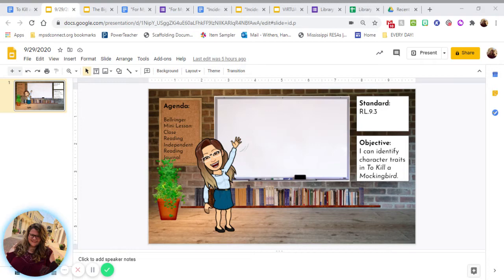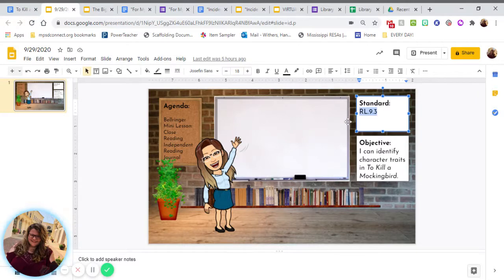Work on today is we obviously had a bell ringer. We will have a very quick mini lesson on close reading, and then y'all are going to do some independent reading following the same strategy that we use for close reading. Our standard for today is RL 9.3, which is essentially we're going back to I can identify character traits in To Kill a Mockingbird, which we haven't done To Kill a Mockingbird, but we have talked about character traits. So that is what we're sort of reverting back to.